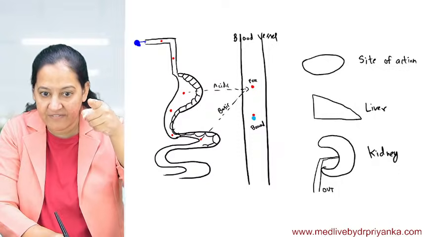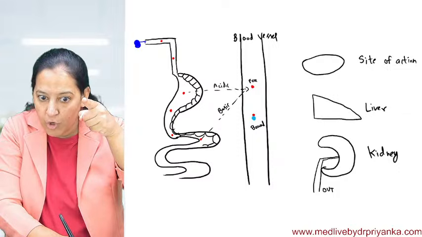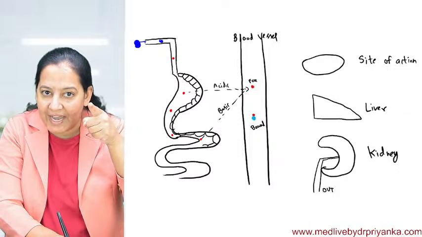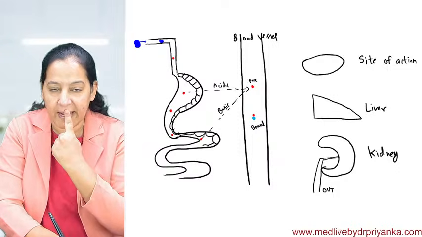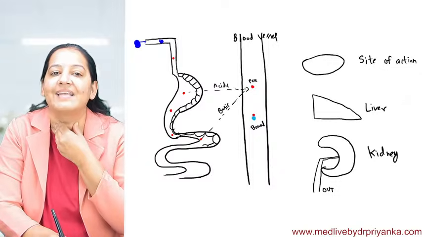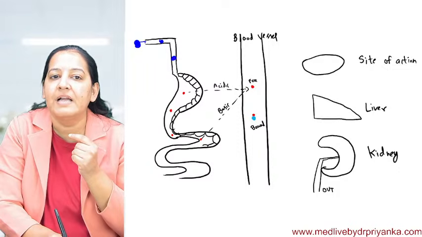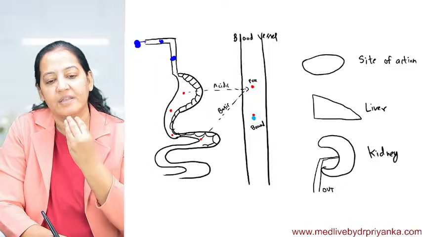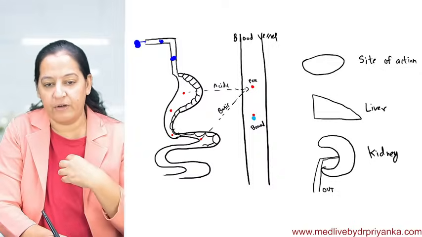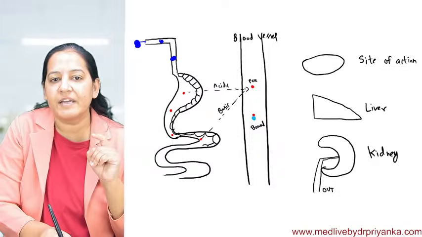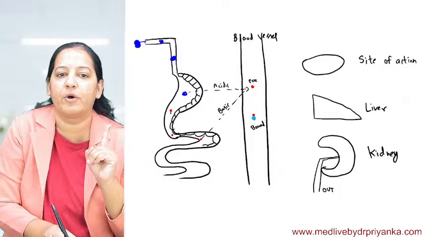See the drug, everyone see the drug. I have drawn it here with a blue dot. So the drug will go inside. First it will go in my mouth, then in my pharynx, larynx, then in the esophagus. From the esophagus, it will go in the stomach. From the stomach, it will go in the intestine.